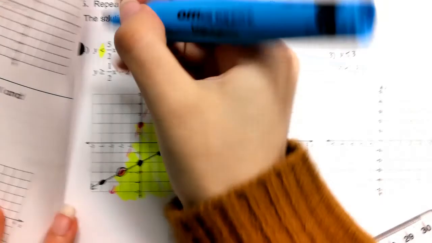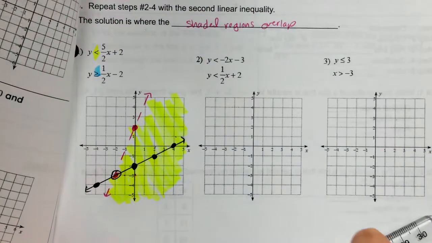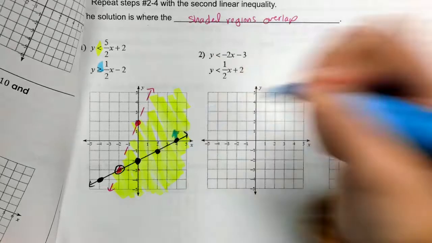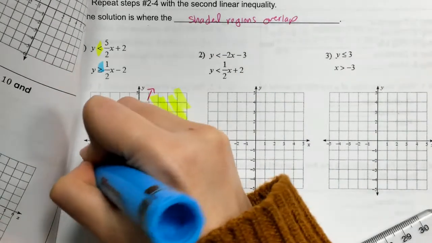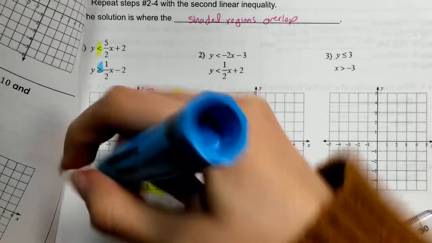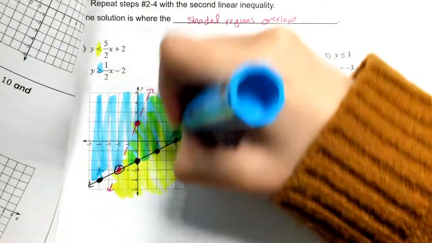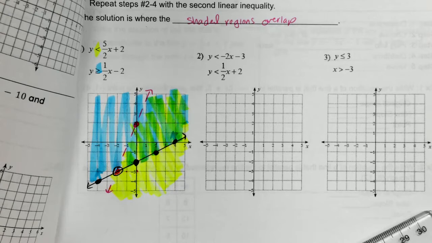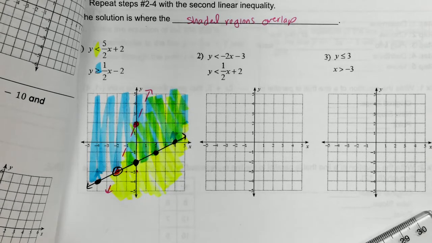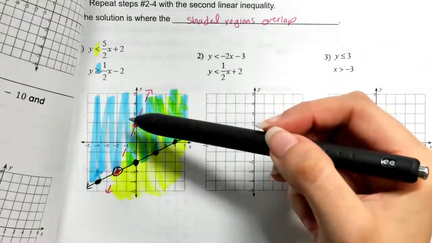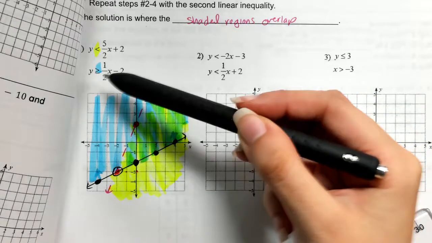For the next one, it is greater than or equal to. So that means I'm going to be shading above. Well, above my line 2 is here. So everywhere above my line. That includes here, here, and here. Now, the yellow is a solution to my first line. The blue is a solution area for my second line.